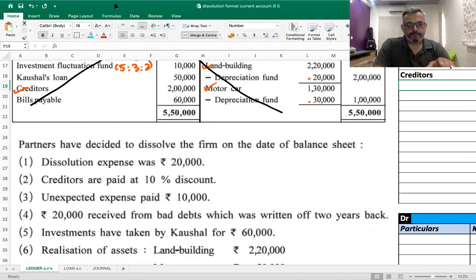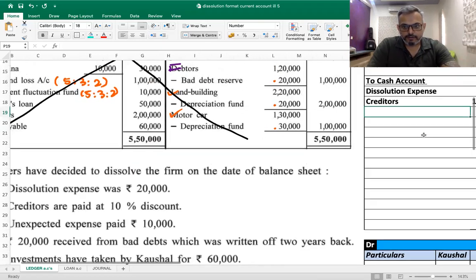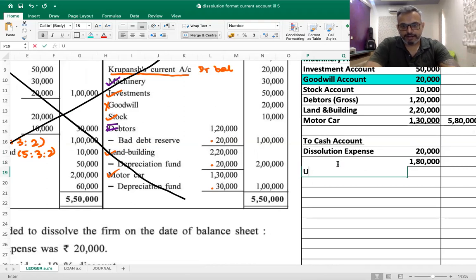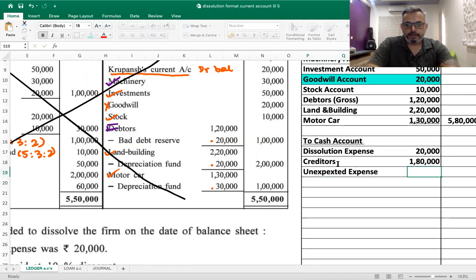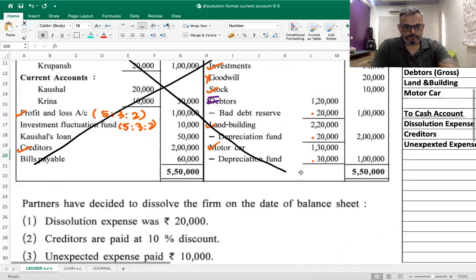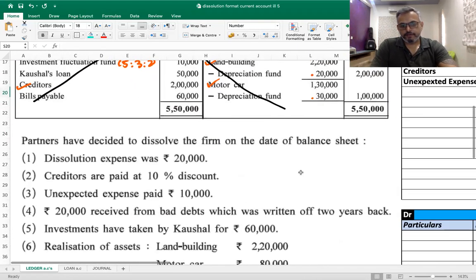Unexpected expense paid 10,000. So it is an unrecorded liability what we are paying. Unexpected था, पहले बैलेंस शीट में कहीं नहीं था. So directly realization account debit to cash account credit. So to cash account में inner column में we write unexpected expense 10,000. Next, 20,000 रिसीव्ड बाद में आते हैं.